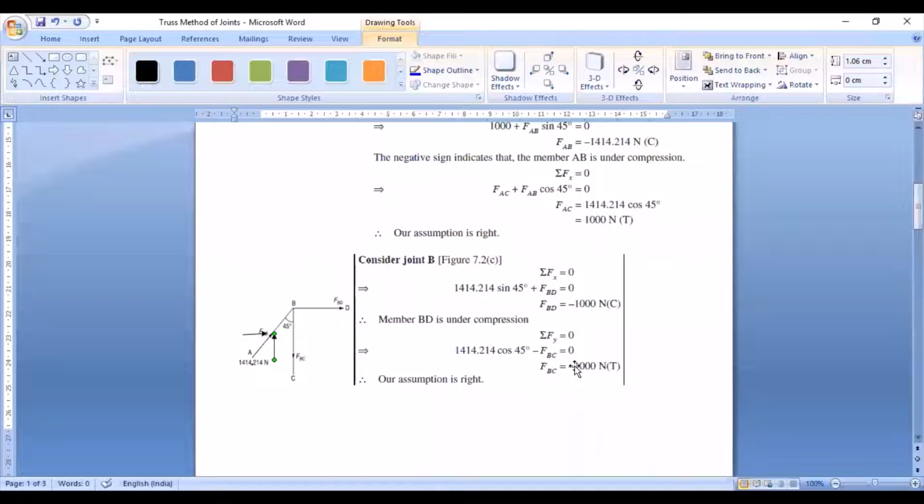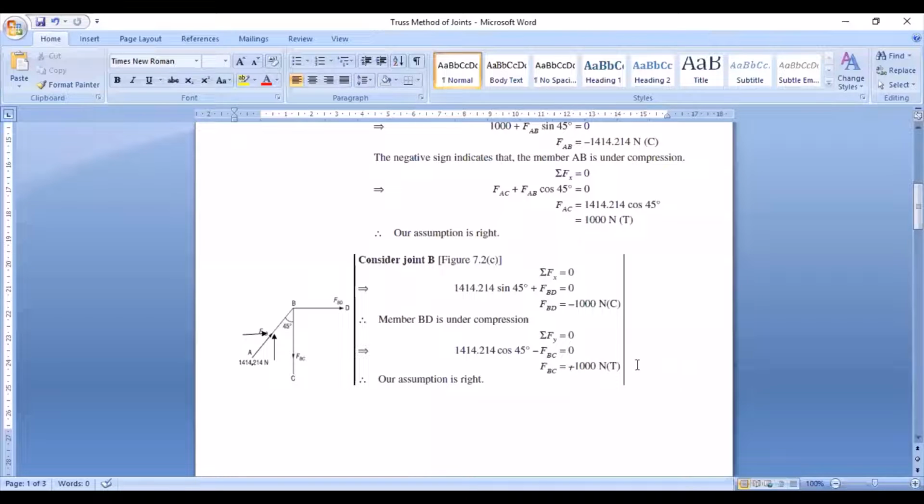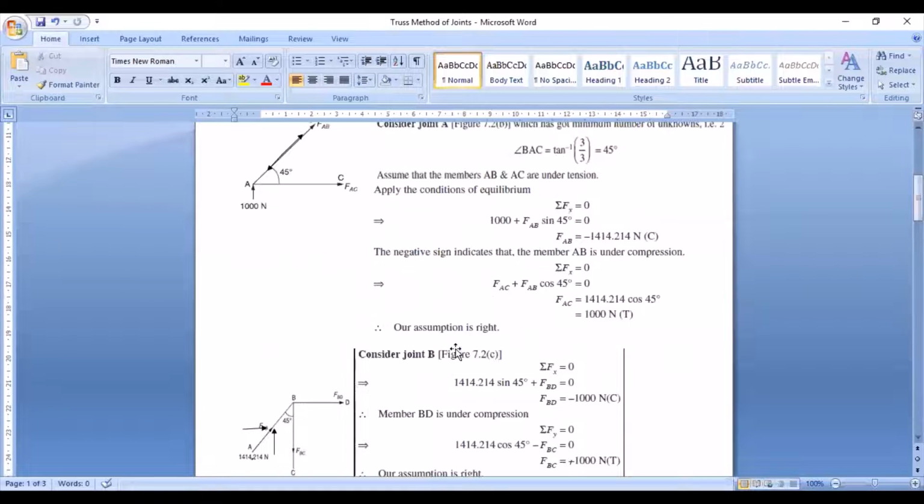Therefore your assumption is right. Here your assumption was wrong. In this case your assumption was wrong. So this has to be positive. Okay. Yes. This has to be positive. It is positive 1000 Newton. Good. So this is about joint B. Now we finished with joint B.